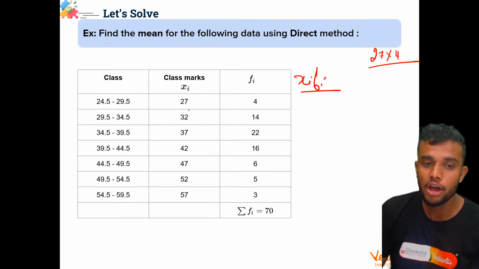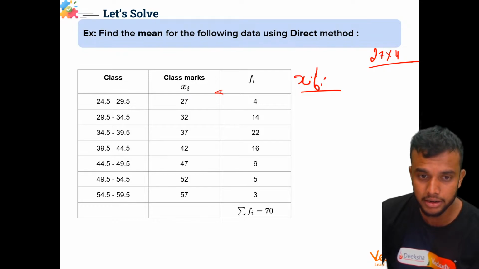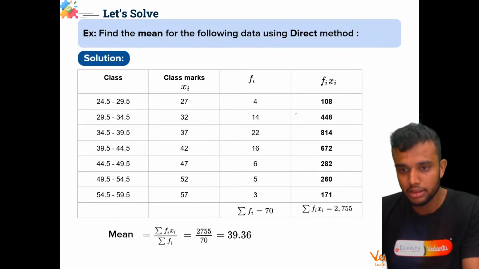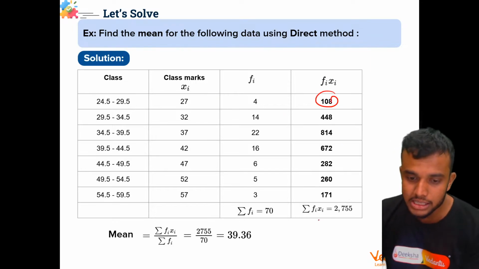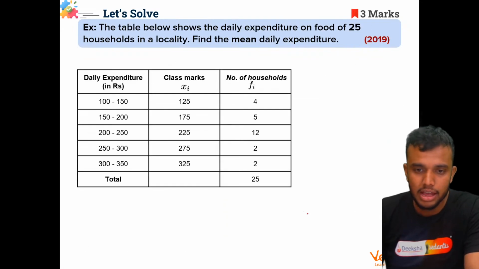Okay, xi fi: 4 into 27 is nothing but 4 sevens are 28, 4 twos are 8, 108. It becomes 108. Then do the same things: 108, 448. Add all these numbers and divide by this number, then you get the mean value. Very simple. Everything is the same.